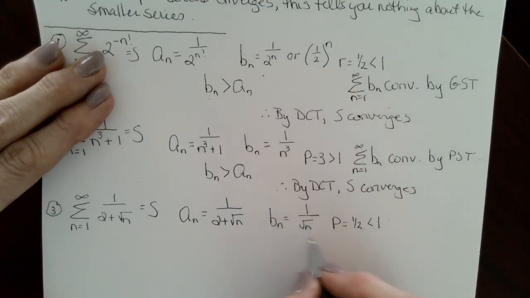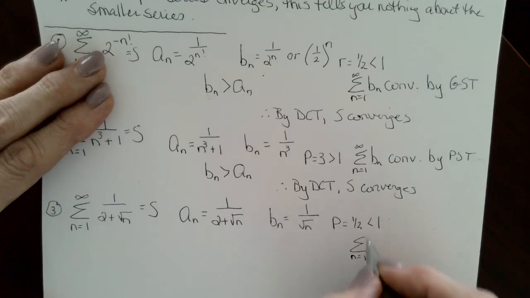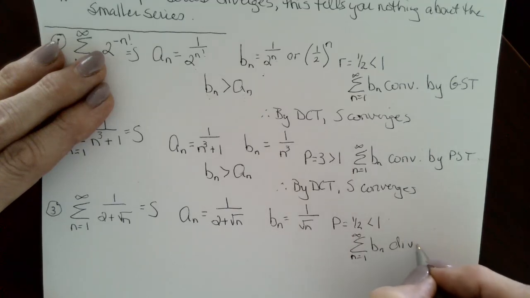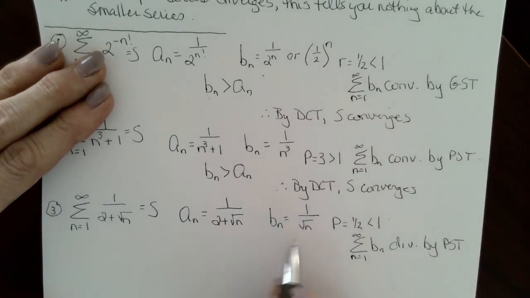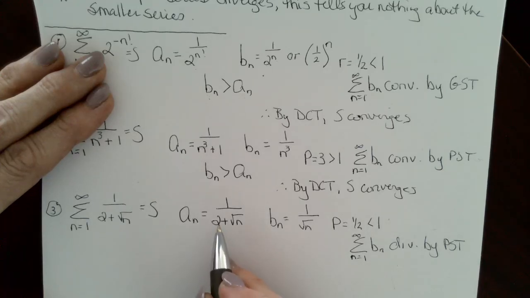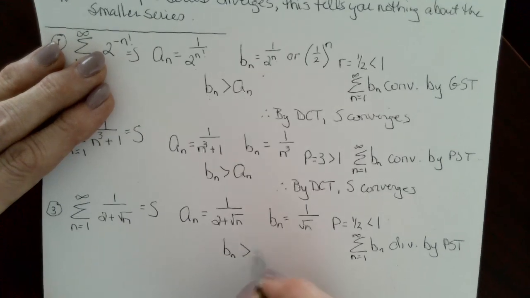So does this diverge or converge? Yep, so I'm going to say this series right here diverges by P series test. Which one's bigger, A sub n or B sub n? That has a plus 2 in the denominator, so that denominator is going to get bigger faster. So B sub n is actually bigger than A sub n. B sub n is larger than A sub n.